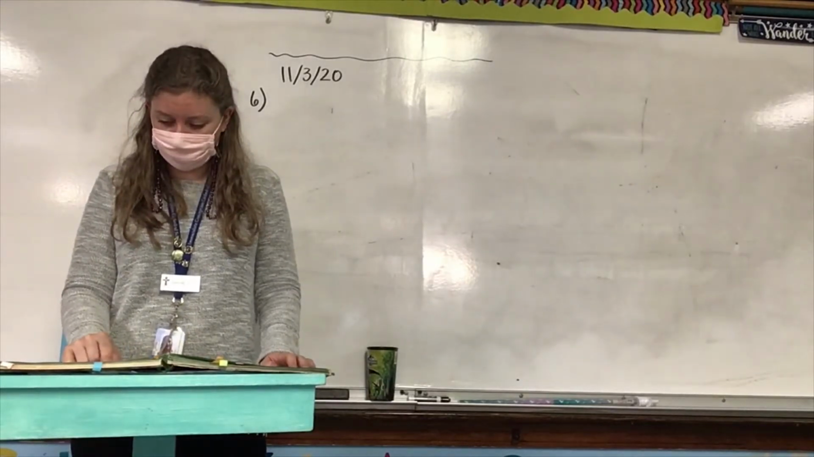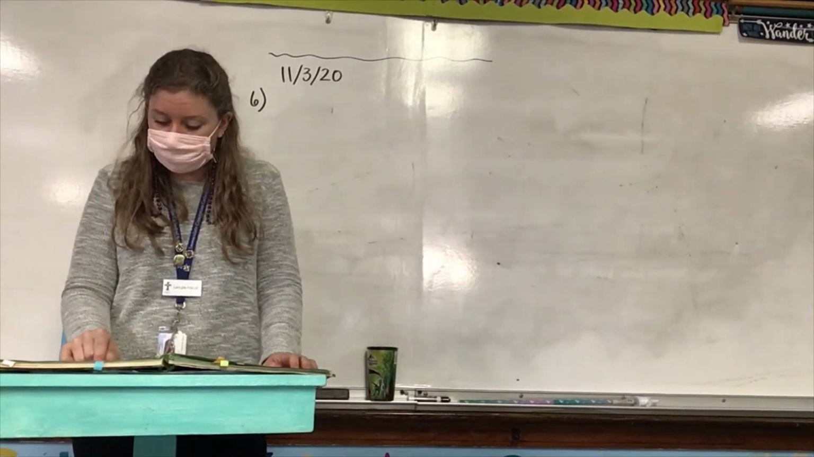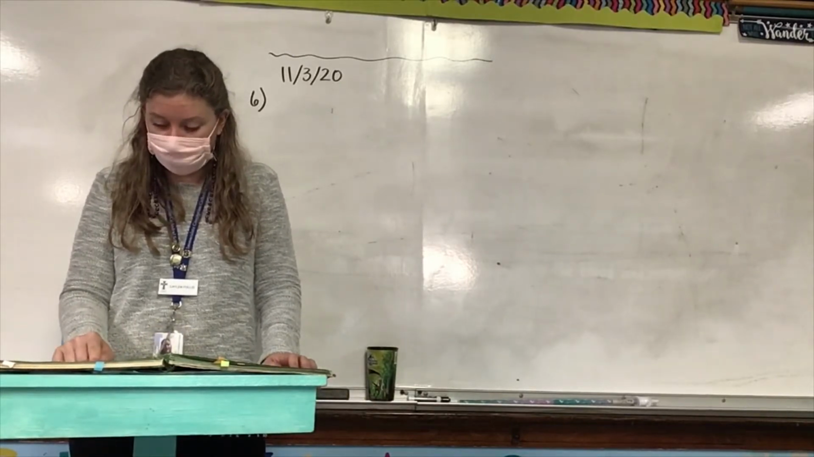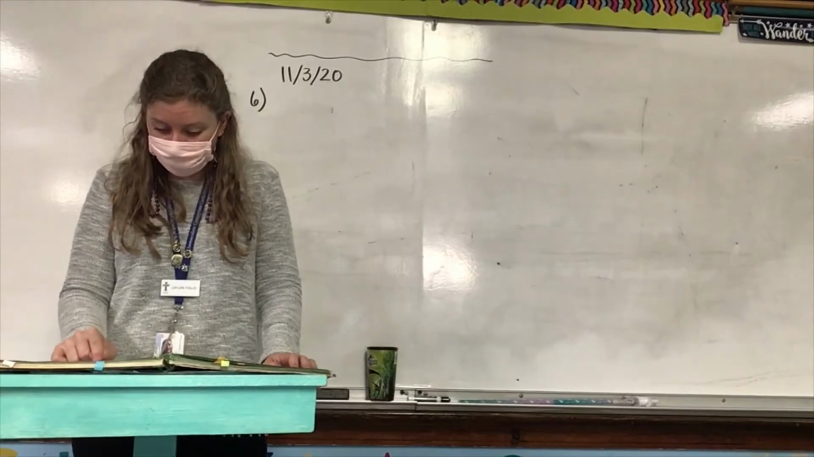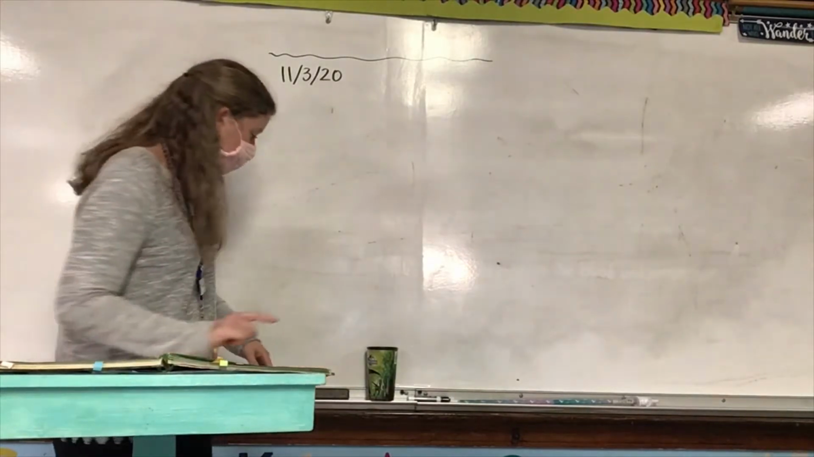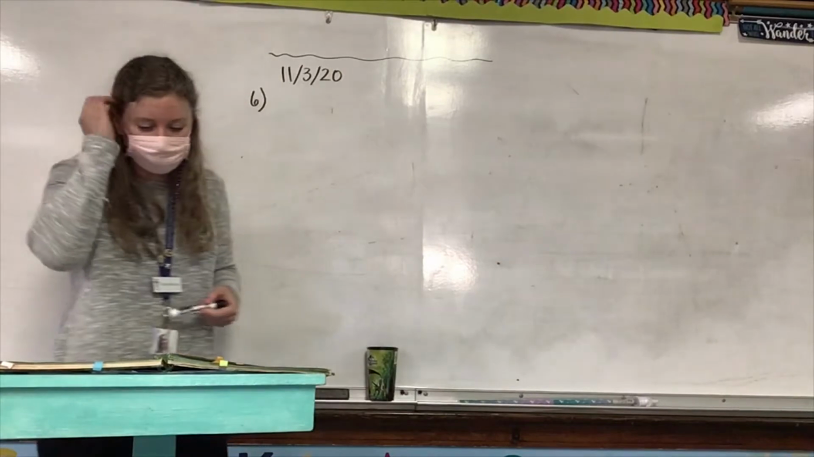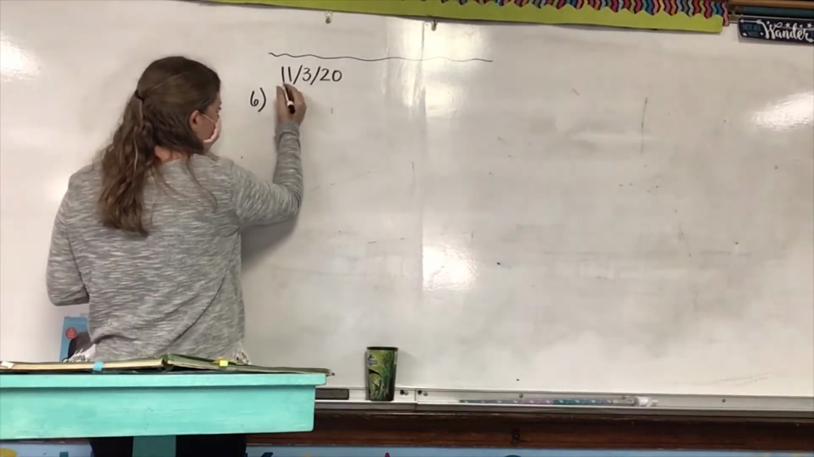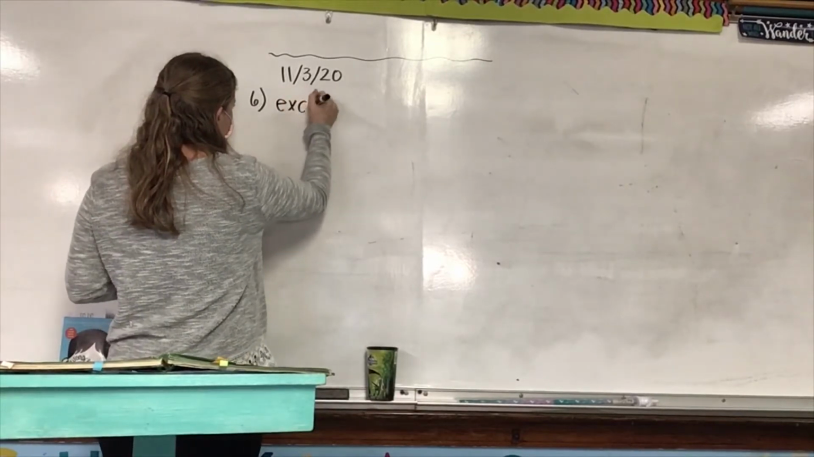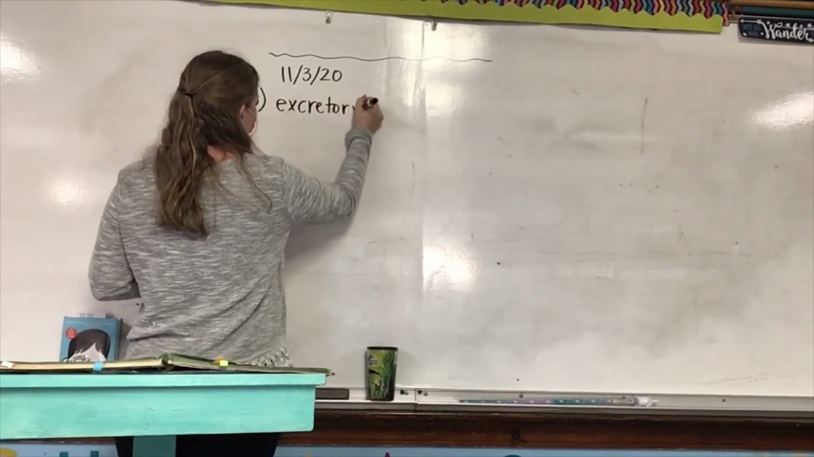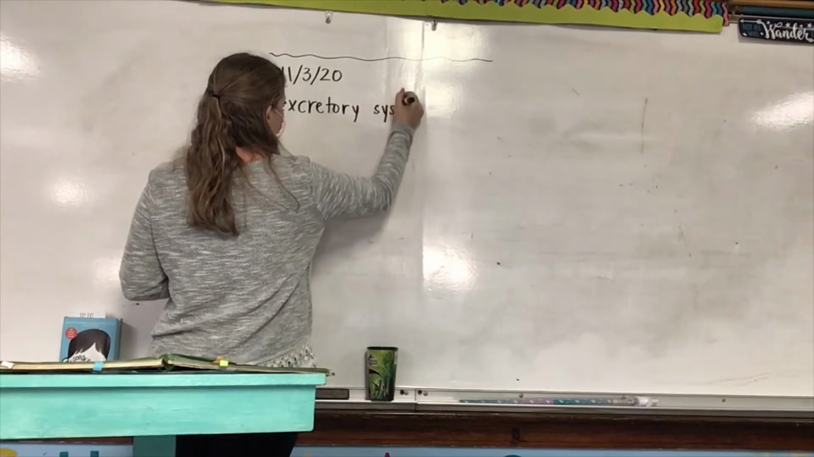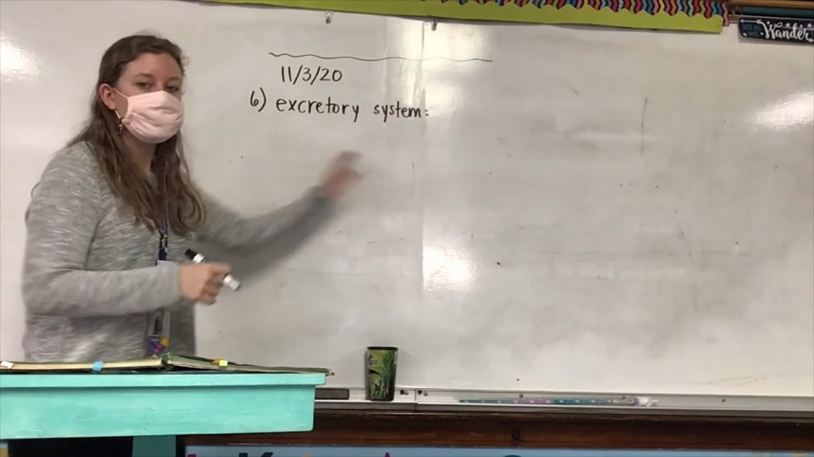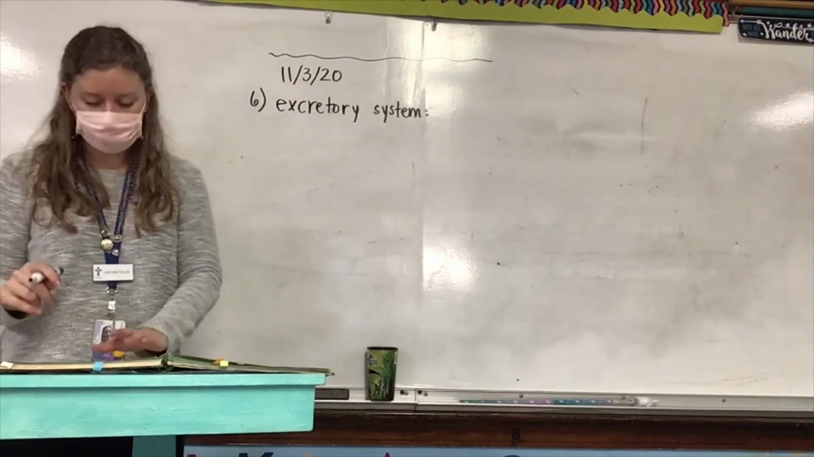The excretory system. When cells break down food and other chemicals, they produce wastes. The excretory system removes these wastes. So, the first thing we can put for number 6 is, of course, the words excretory system. Make sure you spell excretory right. If you can't see it up here, it's right there in your book.